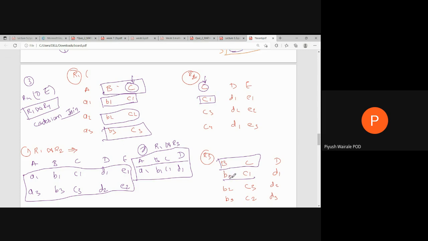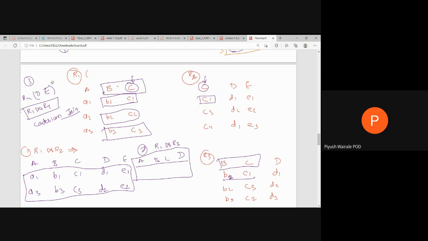Now just see R1 natural join R3. Now B1 C1 is not there. B2 C2 is not there. B3 C3 is also not there. In this case, it will return an empty table, right? It will not fetch any particular tuple, just an empty table will be there. It will not perform the Cartesian product because a common attribute is there.